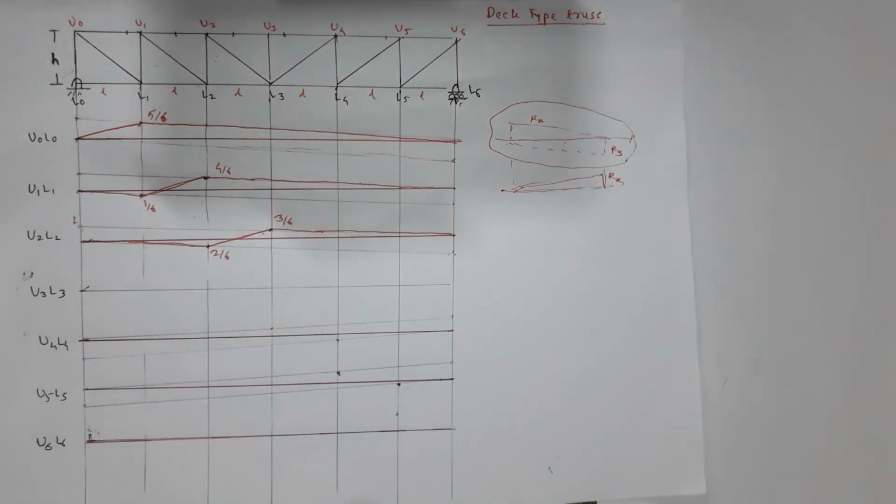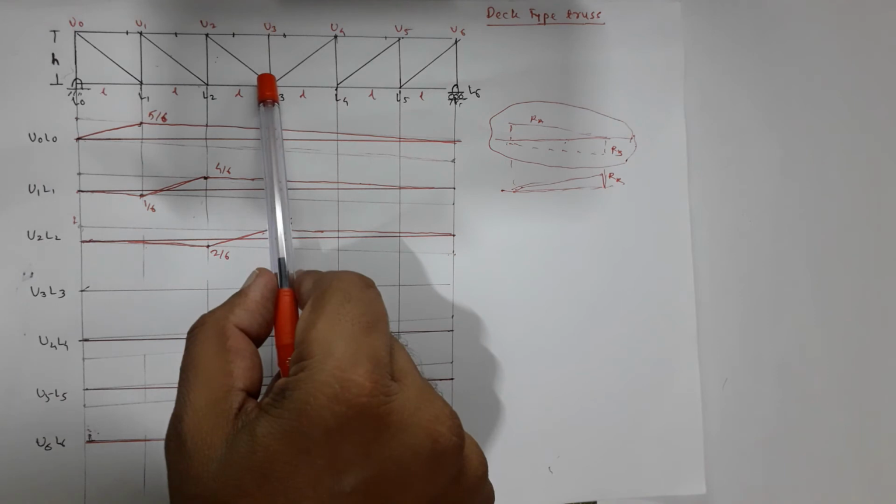Now see, as I told you, ILD for all the vertical members in case of the through type of truss and in case of the deck type of truss are going to remain same. Only the exception is this vertical member.